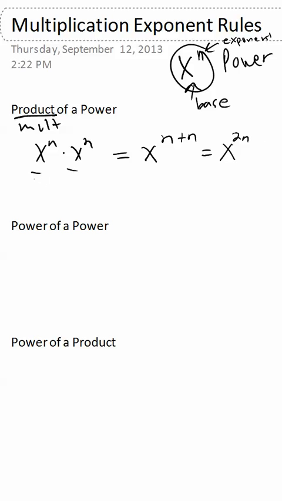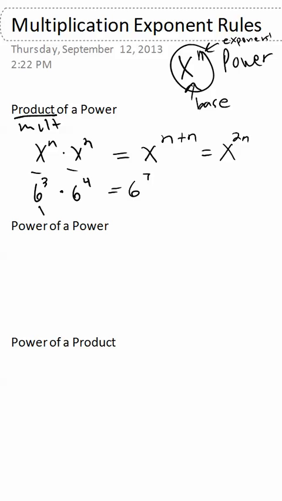So let's try some practical ones, some that have fewer variables in them. Let's say I have 6 to the third times 6 to the fourth. The base 6 will stay the same, and the new exponent, which is now a product of the two powers, is going to be 7. So my new power is 6 to the 7th.